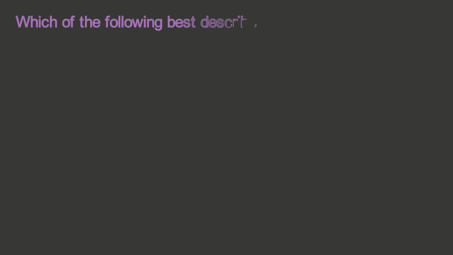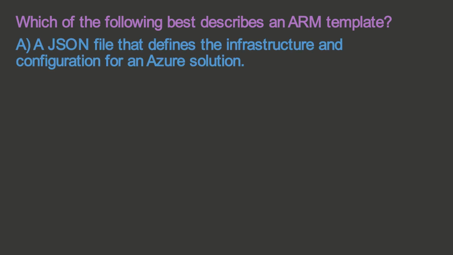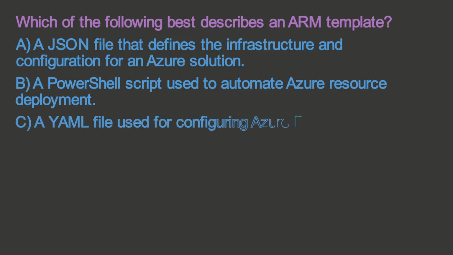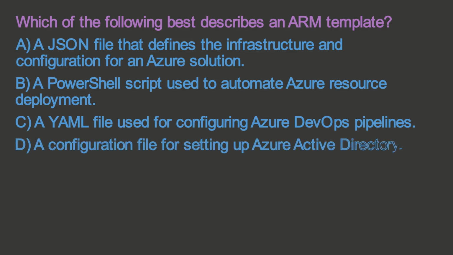Which of the following best describes an ARM template? A. A JSON file that defines the infrastructure and configuration for an Azure solution. B. A PowerShell script used to automate Azure resource deployment. C. A YAML file used for configuring Azure DevOps pipelines. D. A configuration file for setting up Azure Active Directory.